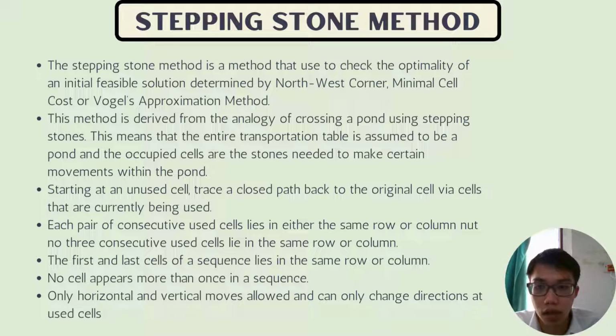Starting at an unused cell, trace a closed path back to the original cell through cells that are currently being used. Each pair of consecutive used cells lies in either the same row or column, but not three consecutive used cells lie in the same row or column. The first and last cell of a sequence lies in the same row or column, and no cells appear more than once in a sequence. Only horizontal and vertical moves are allowed and can only change direction at used cells.